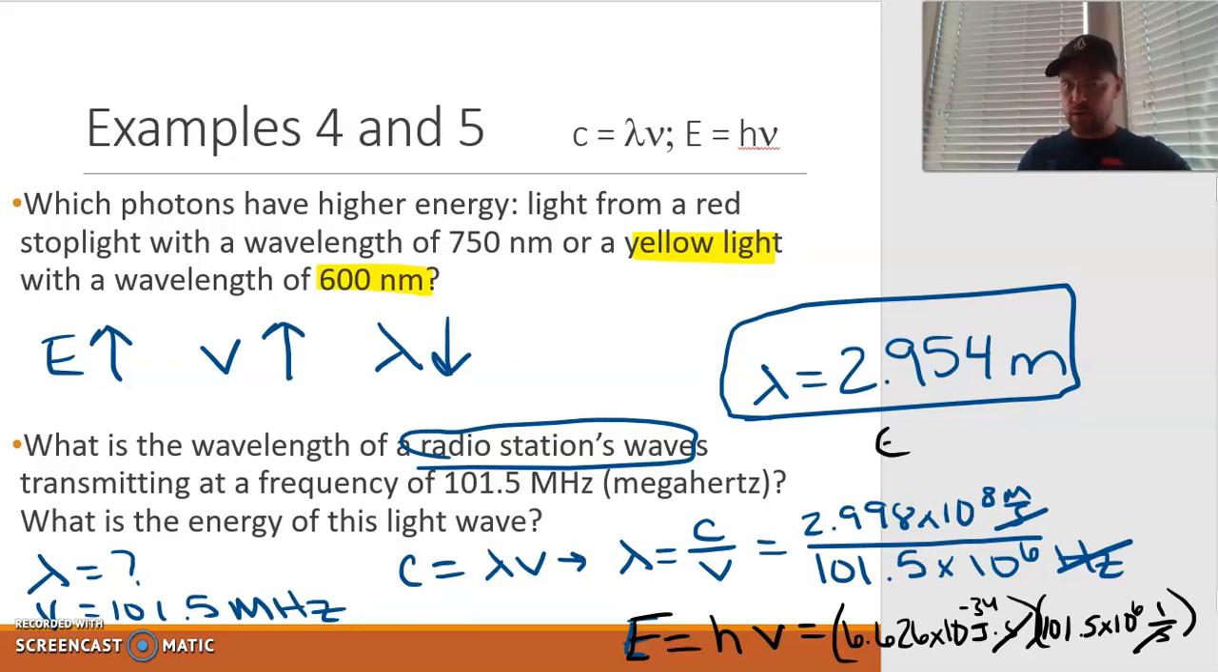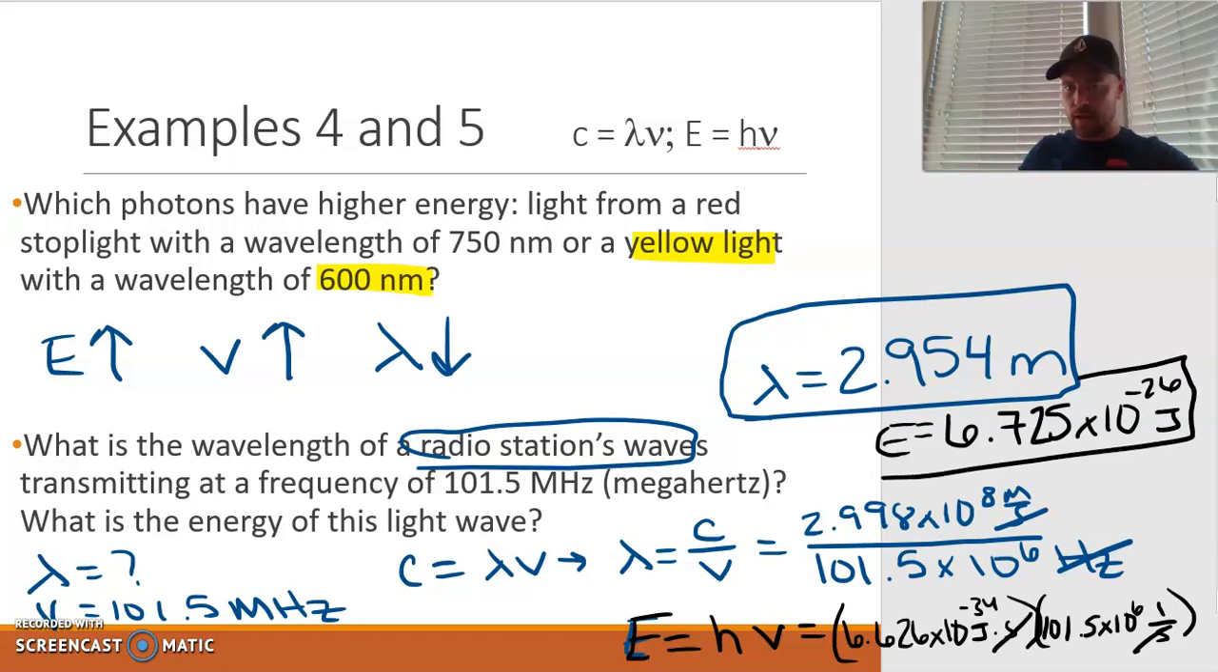And I'm going to write the energy up here because I'm running out of space. But I'm going to calculate that by just multiplying those two numbers together. 6.626 e negative 34 times 101.5 e6. Keeping 4 sig figs for my answer, 6.725 times 10 to the negative 26th joules. And that would be the energy of that particular radio wave.